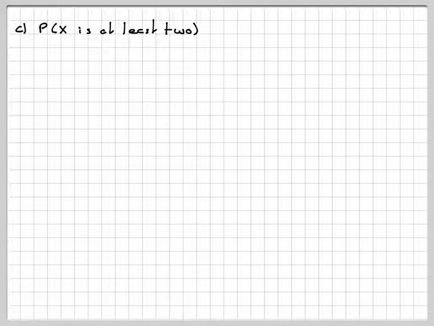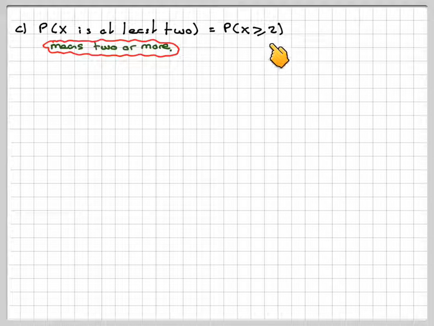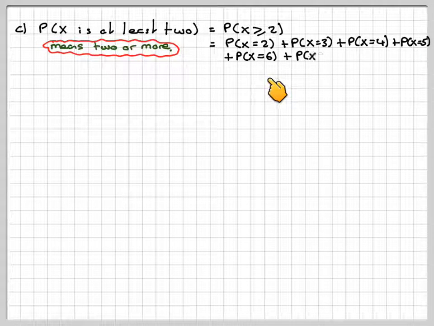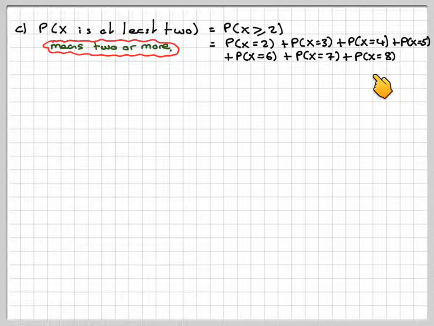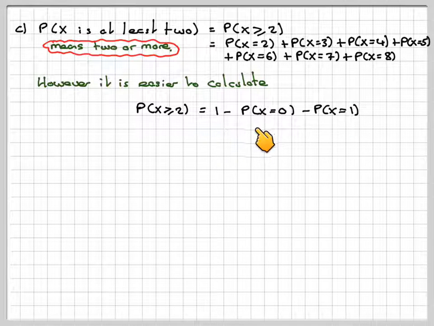Right, the last case. Probability when x is at least 2 means 2 or more. So we want the probability of x being greater or equal to 2. Now to do that, you have to consider the probability of x is 2, x is equal to 3, x is equal to 4, x is equal to 5, x is equal to 6, x is equal to 7, and x equal to 8. So we've got rather a lot of probabilities to calculate there. So it might be easier to calculate the probability that x is greater or equal to 2 as 1 minus the probability x is equal to 0 minus the probability that x is equal to 1.